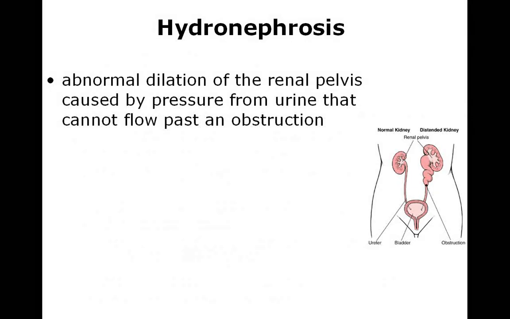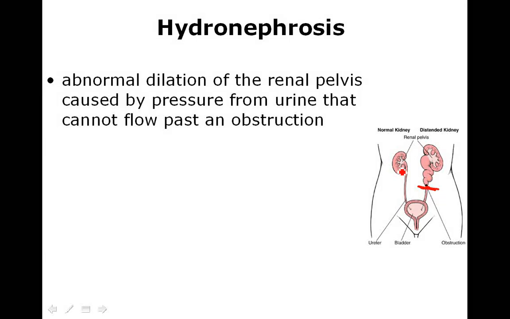Okay, now hydronephrosis. Hydronephrosis, it's actually the buildup of pressure on the renal pelvis because the urine is not flowing properly away from the kidney. Abnormal dilation of the renal pelvis caused by pressure from urine that cannot flow past an obstruction. Something is causing an obstruction so the urine doesn't flow. In this picture, we're showing a diagram with a renal calculus right here. The obstruction here is a stone in the ureter.